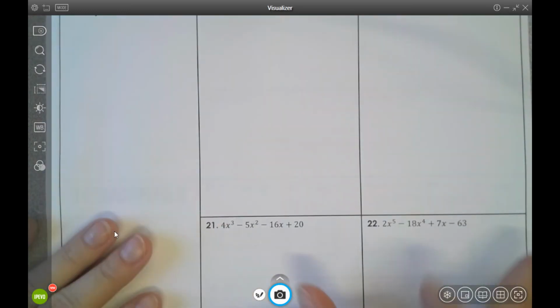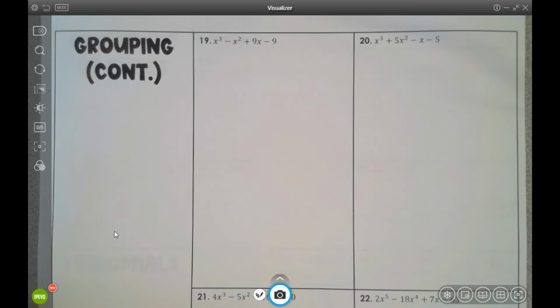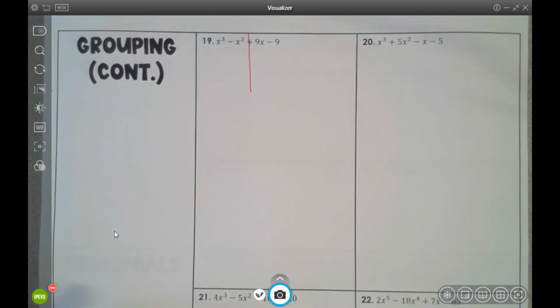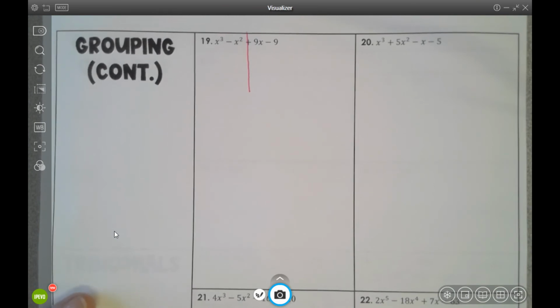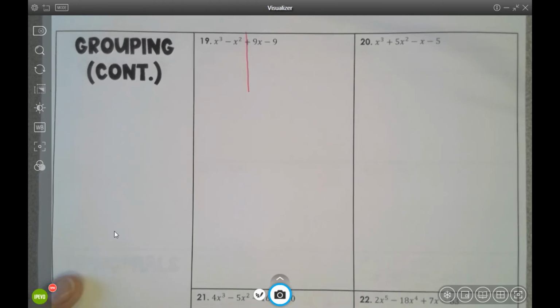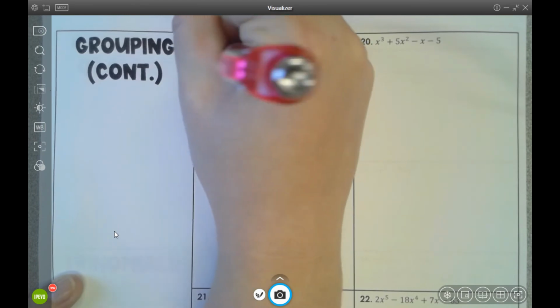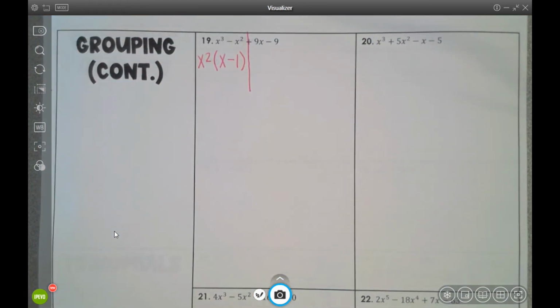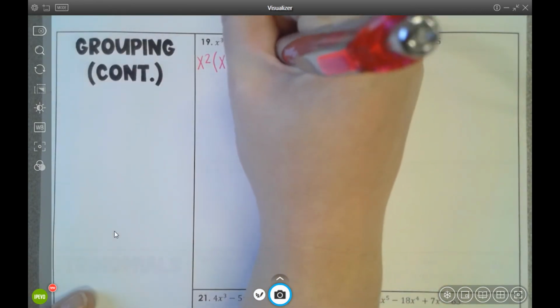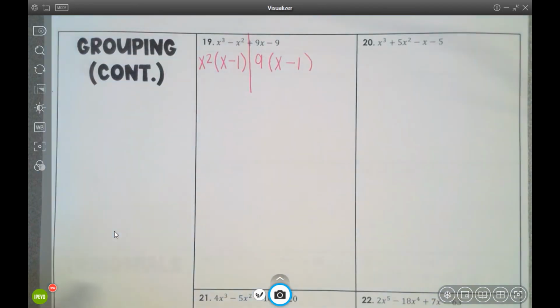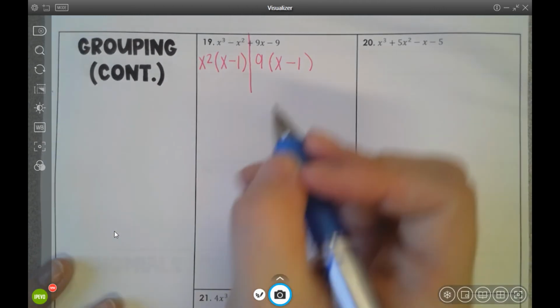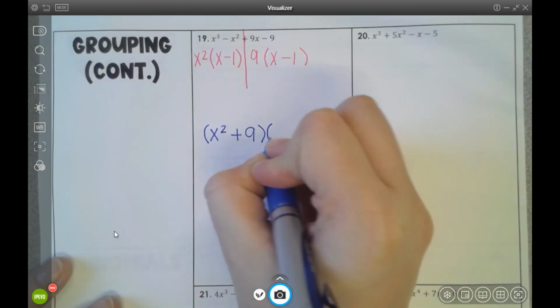So let's do, we got 4 examples. It's frozen. All right, there we go. So split down the middle. The left side, this one's really similar to before. We have x squared. Then we have x minus 1. You're probably thinking you're going to have another difference of squares, but you're not. Because this one, we have a positive 9, x minus 1. All right, so then we have x squared plus 9, x minus 1.